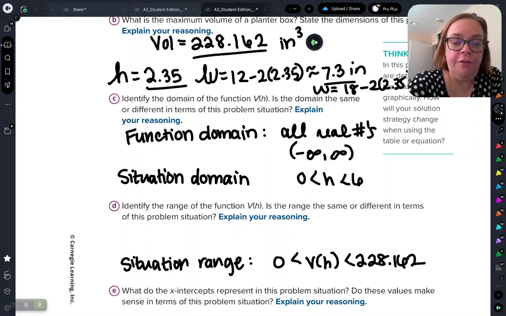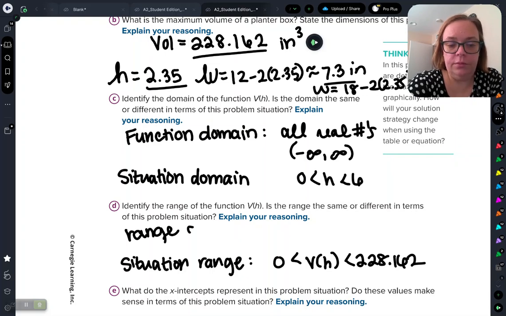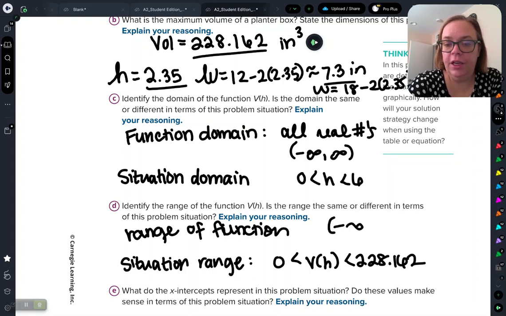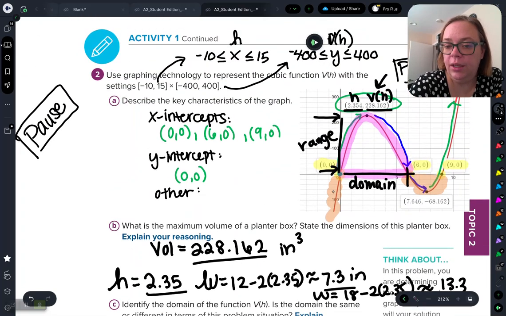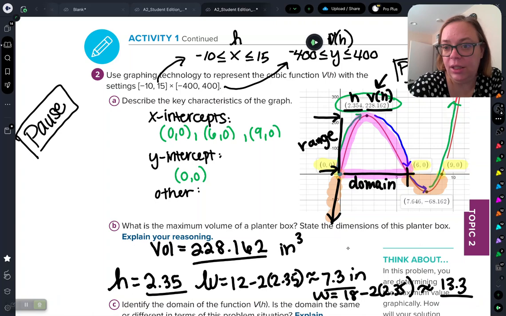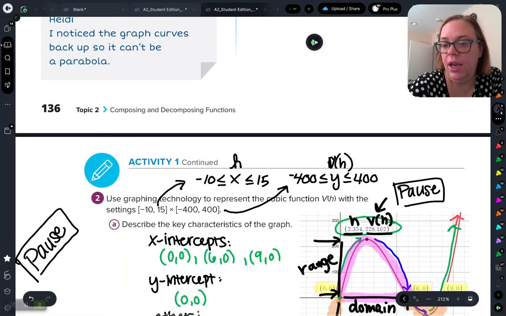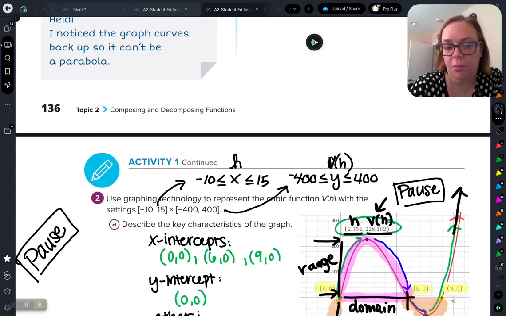Now, the function's range is infinite. It's negative infinity to infinity. It's all real numbers. And we can see that because it's going to keep going down and down and down, even though that part doesn't make sense for the situation. And it's going to keep going up and up and up, even though it doesn't make sense for the situation.